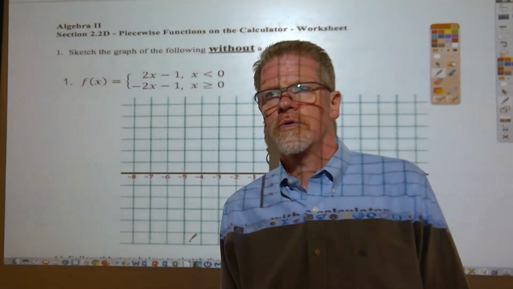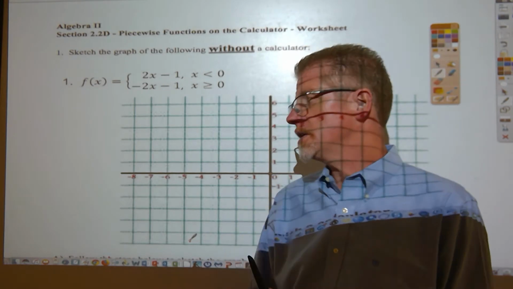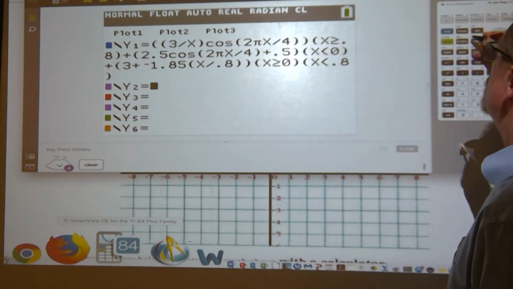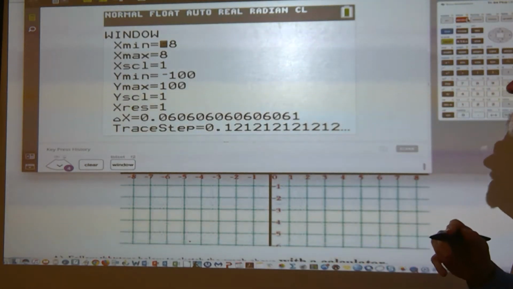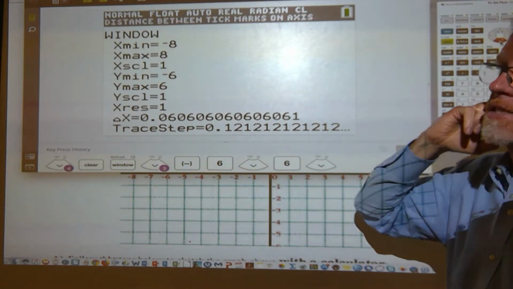Well, good afternoon. Welcome to Algebra 2. Today we are looking at a graphing calculator activity, so I hope you have your graphing calculator with you. The viewing window that we're going to be using for today's activity is -8 to 8 on the x-axis, and it looks like we can go from -6 to 6 on the y-axis.